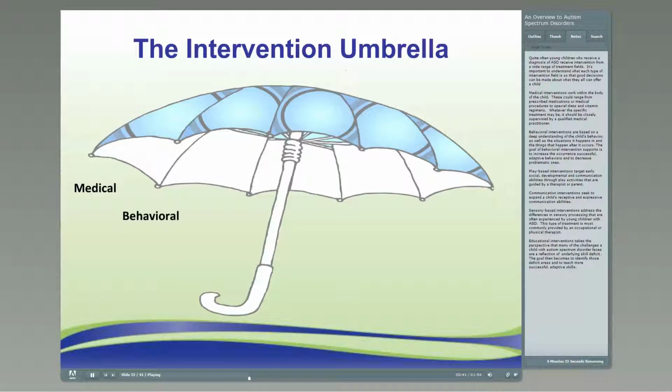Behavioral interventions are based on a deep understanding of the child's behavior as well as the situation it happens in and the things that happen after it occurs. The goal of behavioral intervention supports is to increase the occurrence of successful adaptive behaviors and to decrease problematic ones. Play-based interventions target early social, developmental, and communication abilities through play activities that are guided by a therapist or a parent. Communication interventions seek to expand a child's receptive and expressive communication abilities.